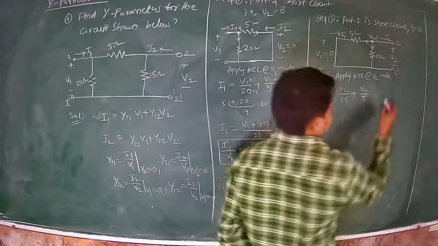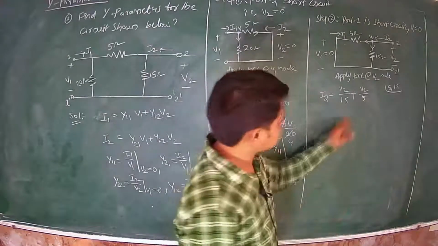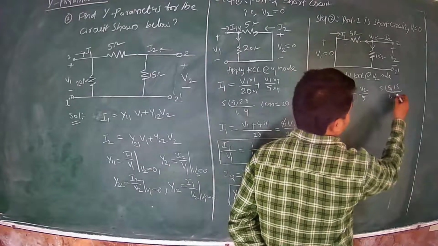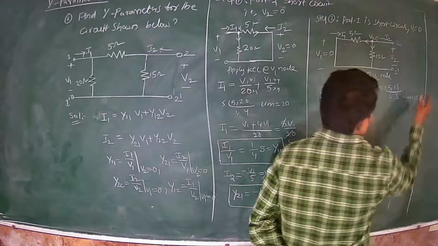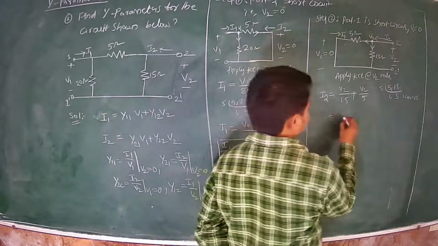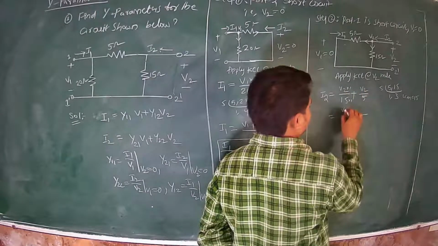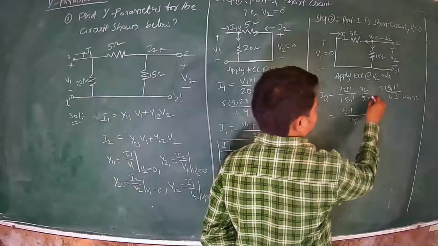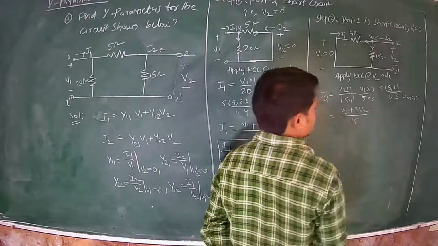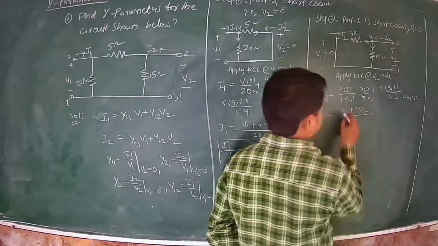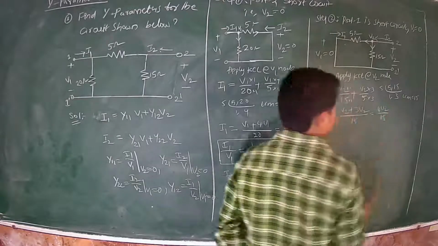V2 by 5. What is the LCM of 5 and 15? 5 ones are 5, 5 threes are 15, so the LCM is 15. In order to get 15, multiply V2 by 1, therefore V2, plus multiply by 3 because 5 threes are 15, therefore 3V2. So from this, what will we get here? V2 plus 3V2, that is 4V2 by 15.